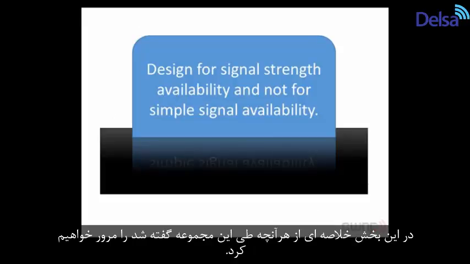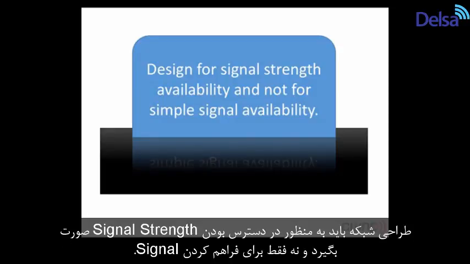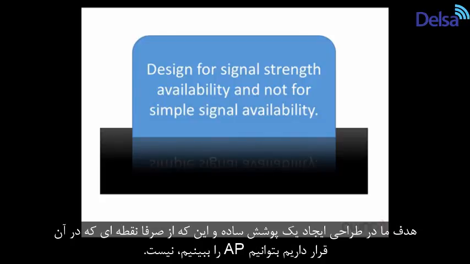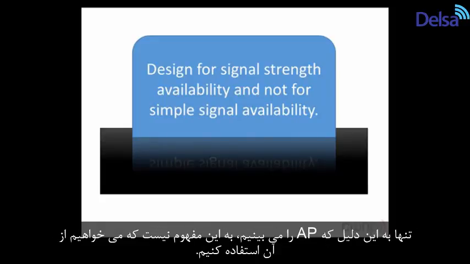Now, here's the ultimate summary, then, of this information about coverage. Design for signal strength availability and not for simple signal availability. So what I don't want to do is design such that I have coverage. I don't want to have a simple coverage design model that says, I can see the AP from here. Just because you can see it doesn't mean you'd want to use it, okay?